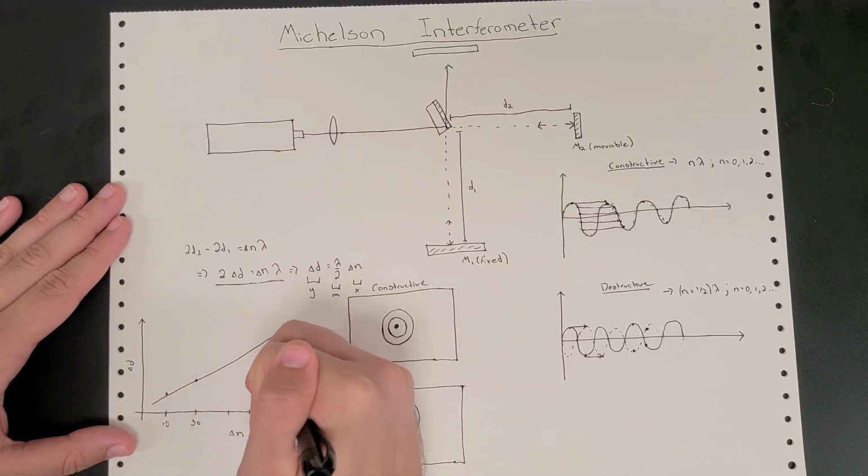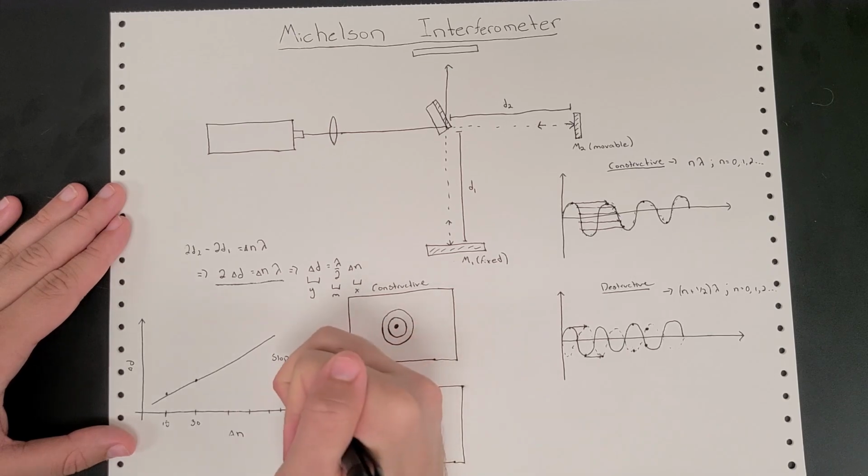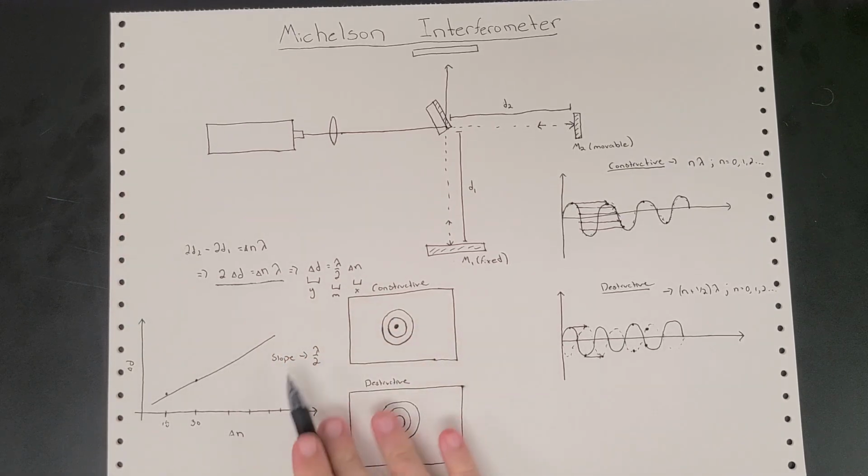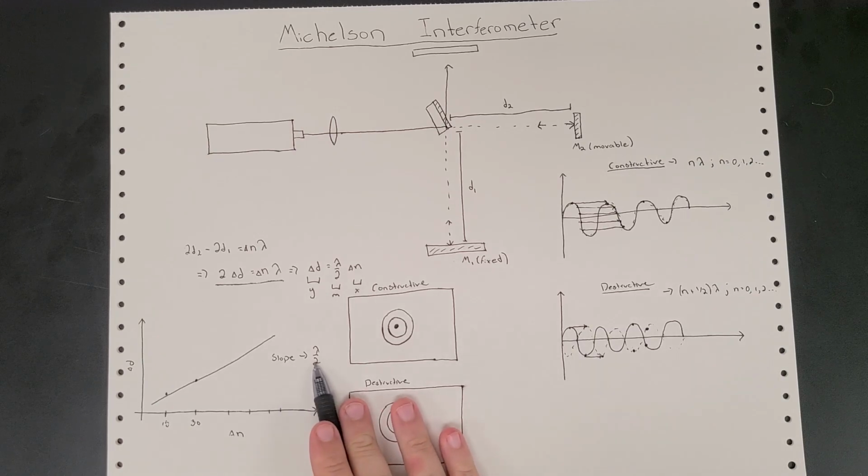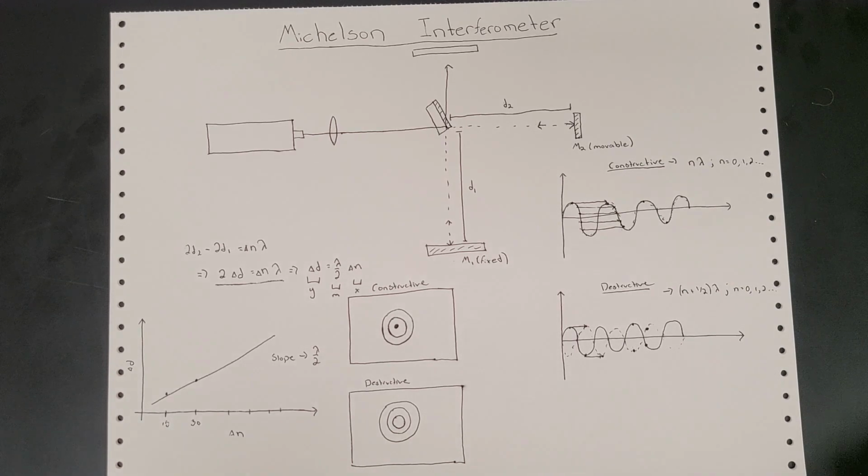The slope of this line, as we discussed, is going to be equal to lambda over 2. So once you get this slope, all you have to do is multiply by 2, and that'll give us our experimental value for lambda. And that is the meat of the lab. Okay, so I think that about explains all the theory that I wanted to talk about for this lab.